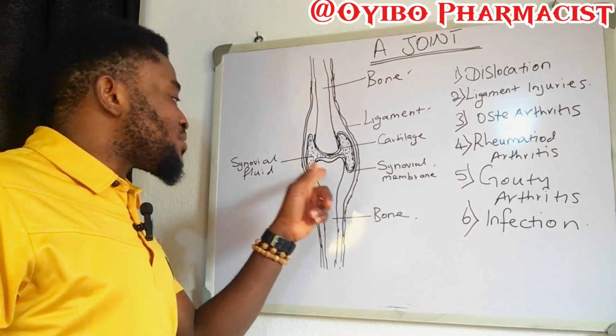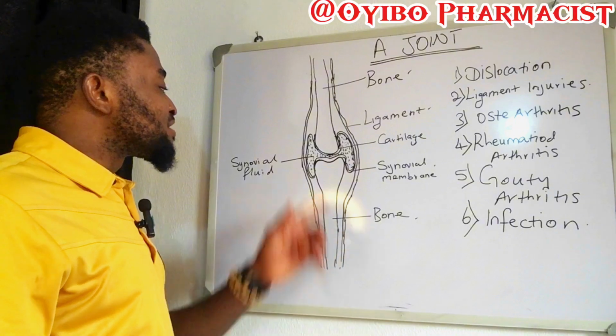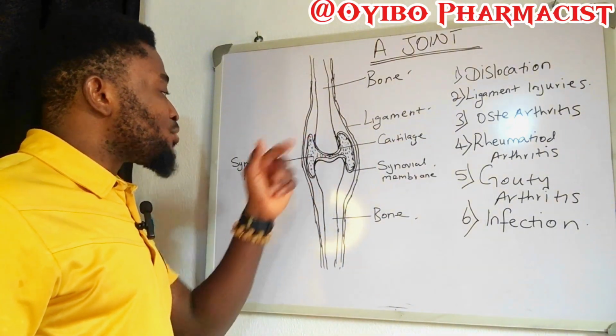It's natural. God created it that way. So the synovial fluid is there to reduce the friction between these two bones.